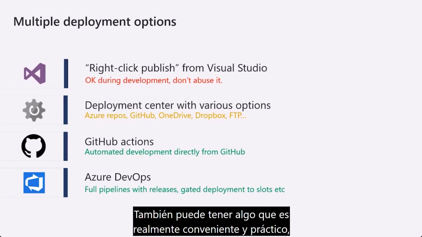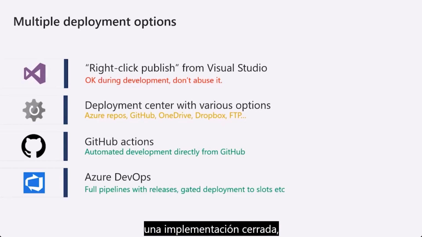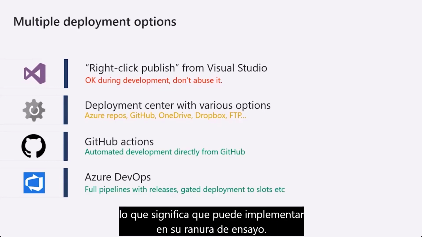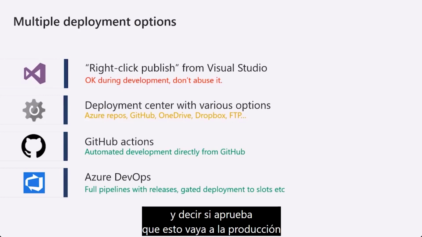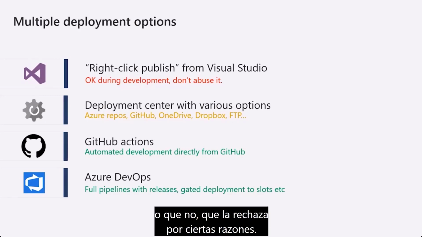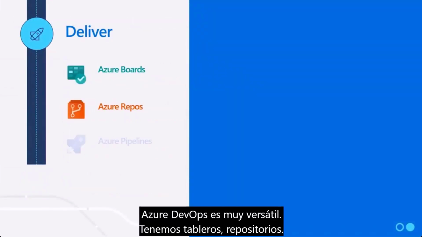You can also have something which is really, really convenient and practical, gated deployment, meaning that you can deploy to a slot, to your staging slot, and then after that you say, I want an email to be sent to a responsible person, and this responsible person can check it out and say, yes, I approve that this goes to production, or no, I want to reject that for some reasons. So Azure DevOps is really very versatile.